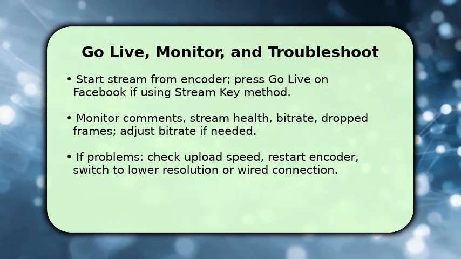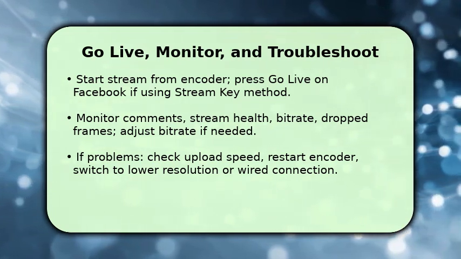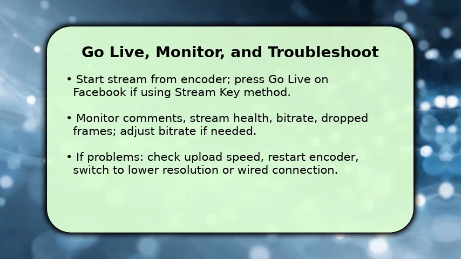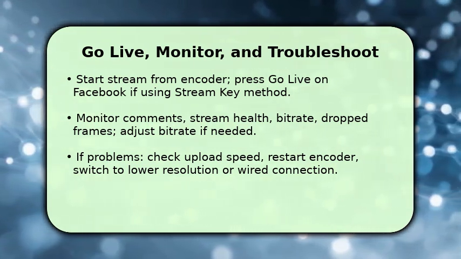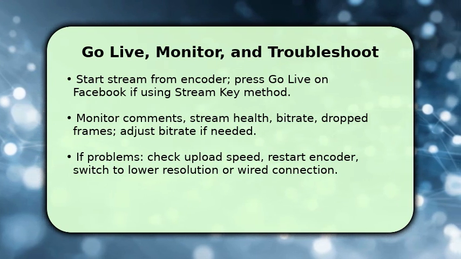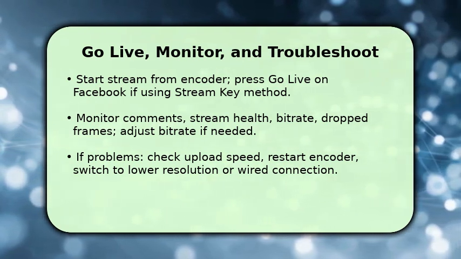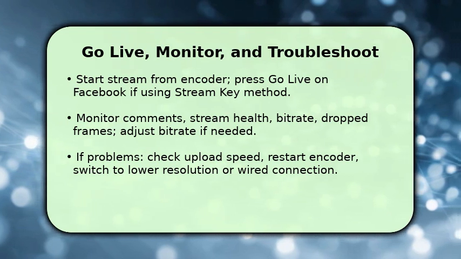Watch stream health metrics and chat. Keep an eye on bitrate, CPU usage, and any dropped frames. Engage viewers with cues and switch scenes when needed. If audio lags or frames drop, reduce bitrate or resolution, switch to a wired connection, or restart your encoder.